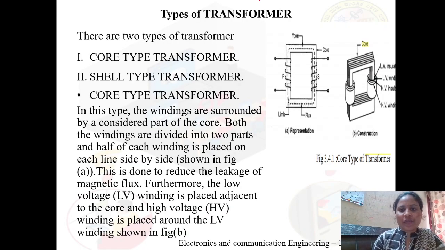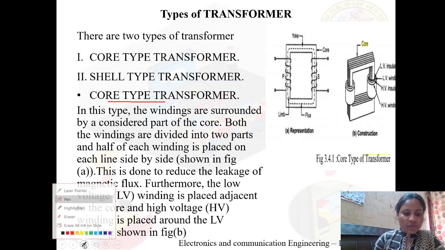Next, let us see the different types of transformers. Based on the construction of the core, we classify transformers into two types: core type transformer and shell type transformer. This is what the core type transformer diagram looks like. Let us first consider the core type transformer. In this, the windings are surrounded by a considerable part of the core, which we can observe from this figure.